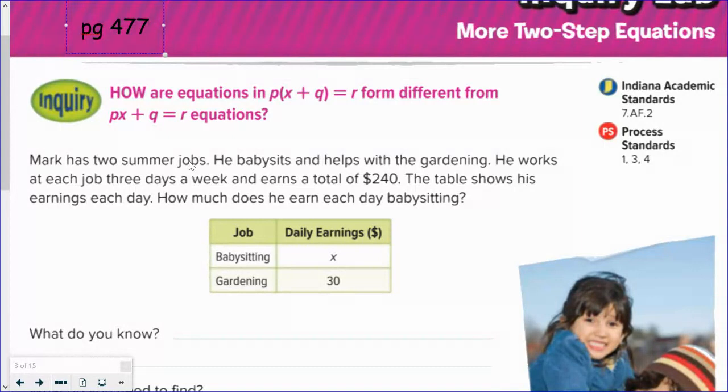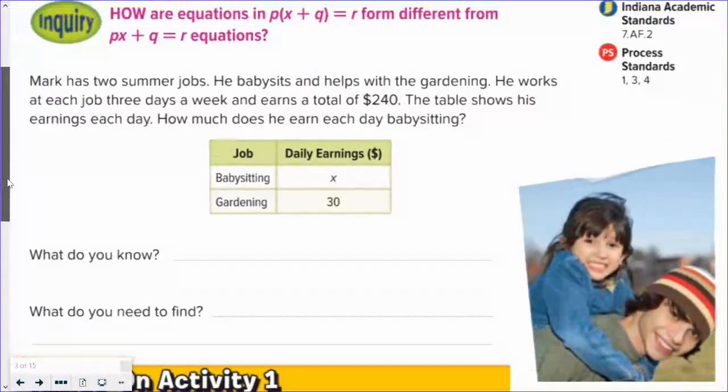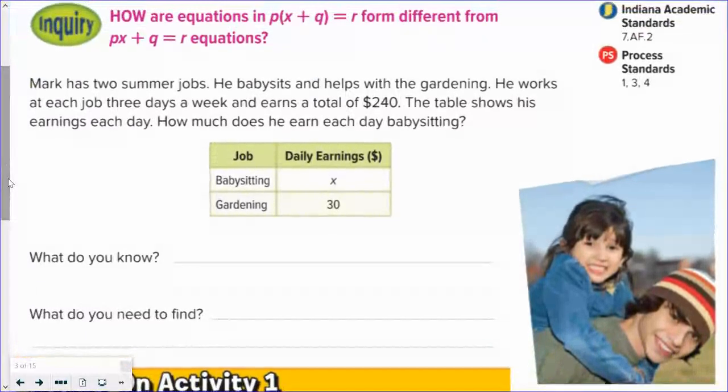Mark has two summer jobs. He babysits and helps with the gardening. He works at each job 3 days a week and earns a total of $240. The table shows his earnings each day. How much does he earn each day babysitting? So we have a table. Okay, here we don't know how much he makes right now for babysitting each day, but we know for gardening he makes 30. And throughout the whole week, the 3 days he worked, made $240.